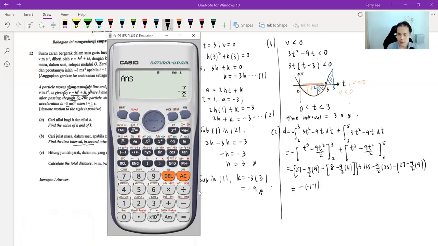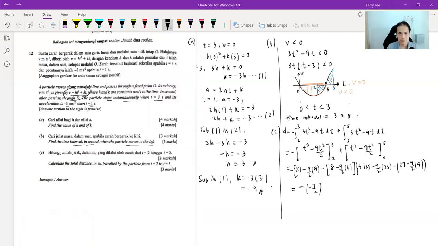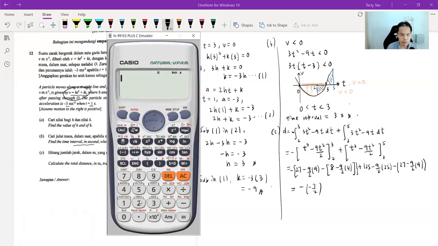Negative 7 over 2. Maybe I've keyed in wrongly or written this wrongly. 27 minus 81 over 2, right? And then you minus the bracket 8 minus 18. See again, 7 over 2. Yes, this is 7 over 2. For the second part, let's just use integration to validate again.